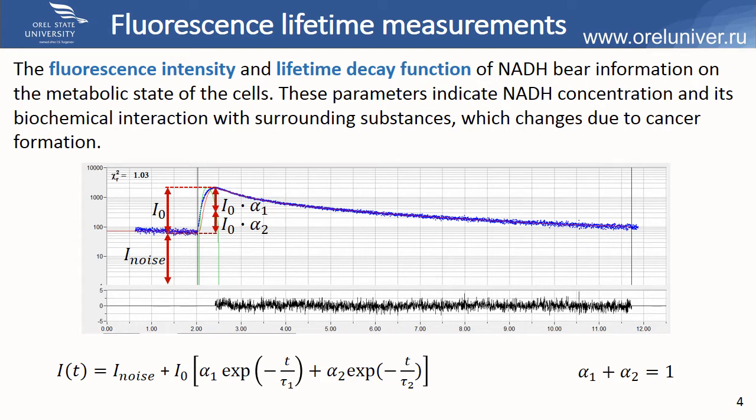Several endogenous fluorophores have decent fluorescence spectra and are actively involved in cell metabolism. One of them is nicotinamide adenine dinucleotide, a coenzyme of mitochondria, or NADH. NADH fluorescence intensity and lifetime decay function bear information on its concentration and biochemical interaction with surrounding substances, which is directly associated with the metabolic state of the cells. The changes of these parameters can indicate cancer formation.